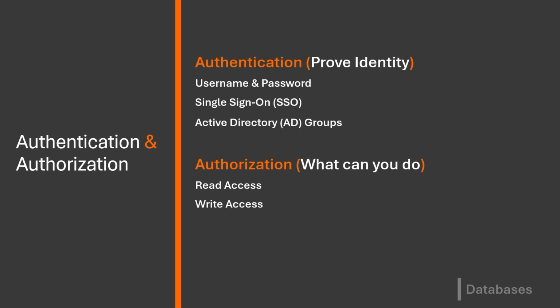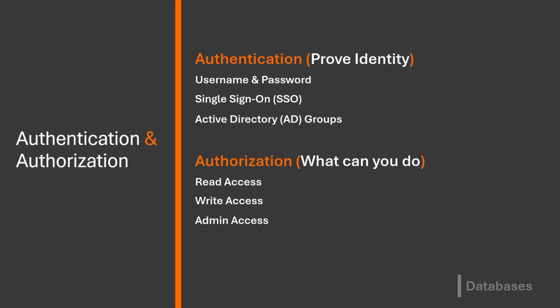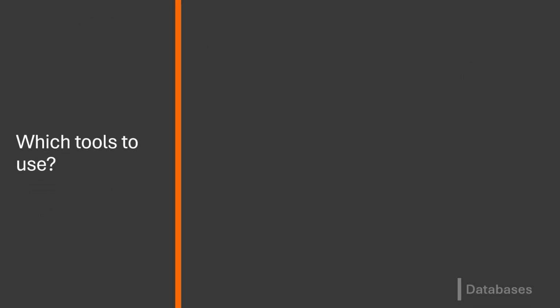We have write access. This is where users can add, update, or delete data. For example, a technical user might have write access to update customer contact details. And we have admin access. So database administrators, or DBAs, have full control, including managing tables and user permissions. Now let's look at how to connect to a database. Once authenticated and authorized, users need to connect to the database.